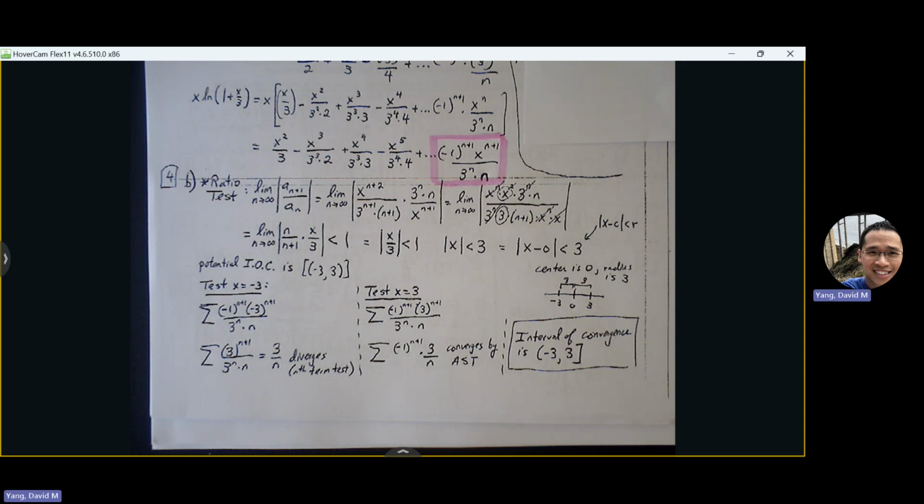You answered this question a few days ago, I think, but why don't you use the alternator when you're doing ratio tests? Because here's ratio test. Ratio test has an absolute value bar around it. So it's going to force any alternator to be positive. So we can just basically.